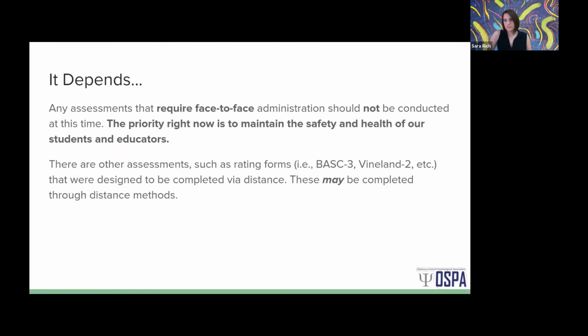That doesn't mean you necessarily have to. So if you do have an evaluation and it's only going to require some rating forms and you think you can get that back and it's going to be valid information, then you might consider going ahead and collecting and completely closing out that assessment.